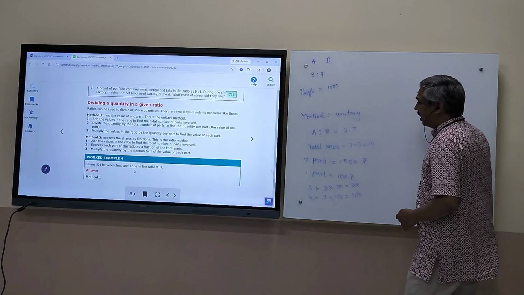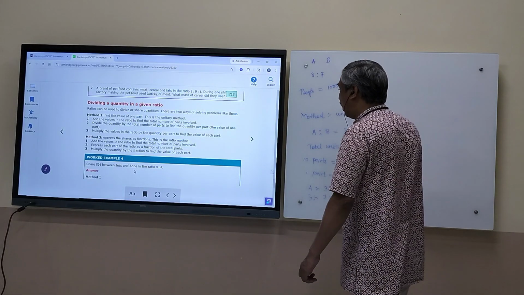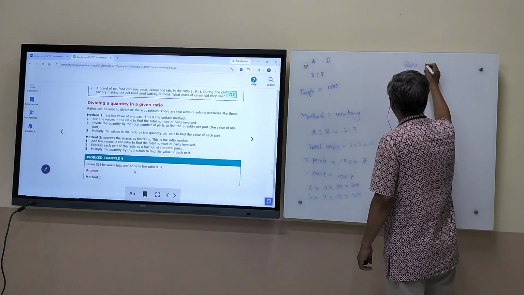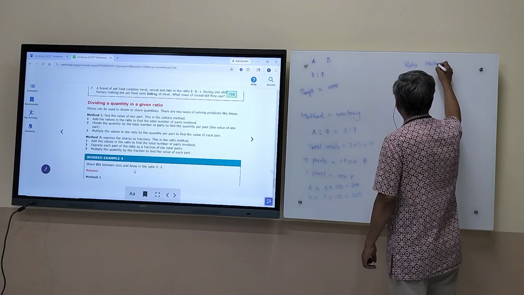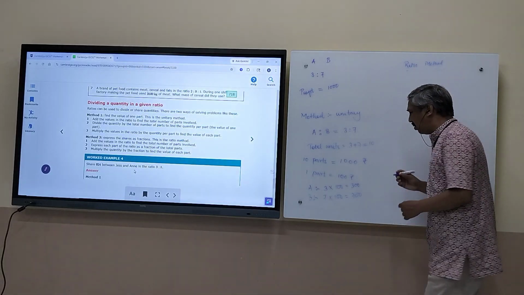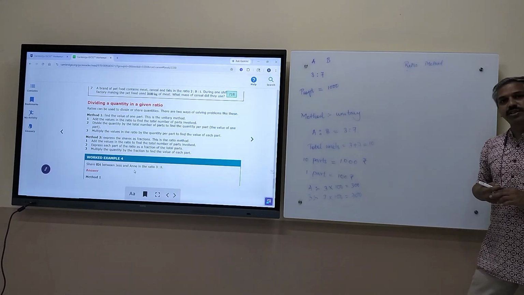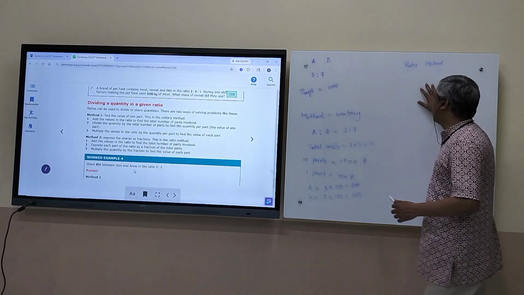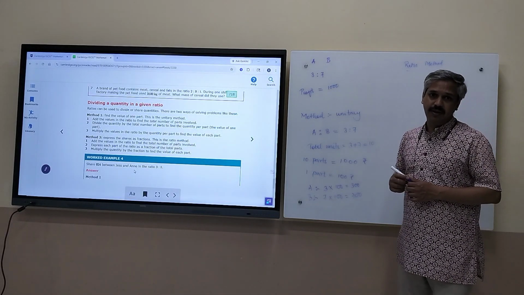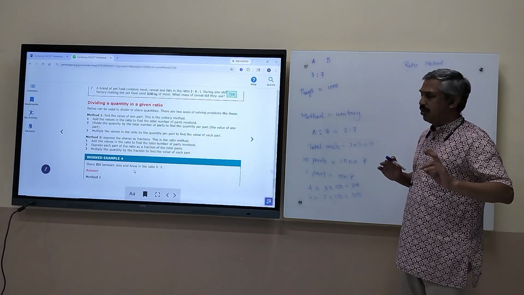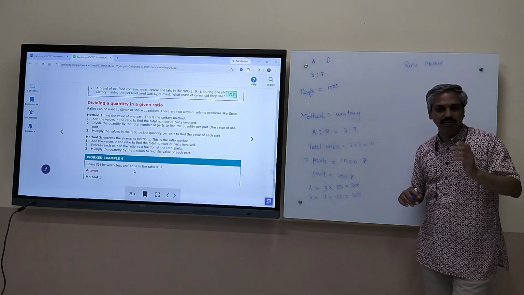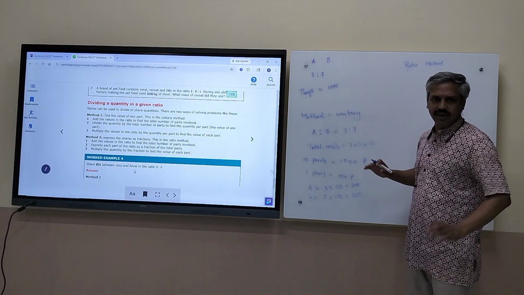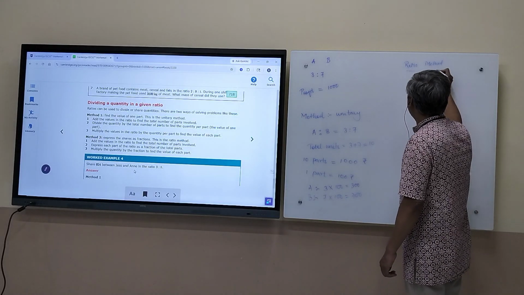The second method is what we call the ratio method. We must know both the methods because it is possible that sometimes questions are asked that say to solve using the unitary method. If you solve using the ratio method, you will not get any marks for this. So we have to be in a position to handle the given question with any method. If nothing is mentioned, you can choose your method. There is no problem.